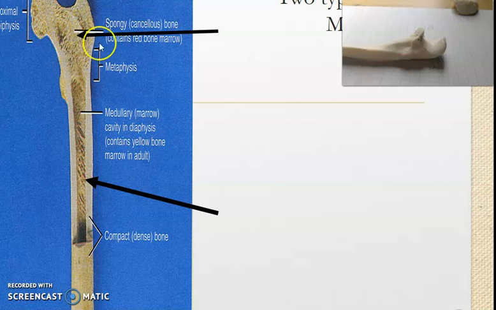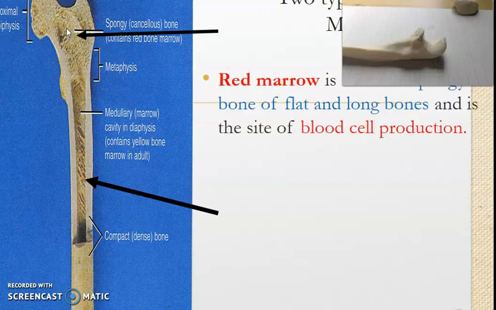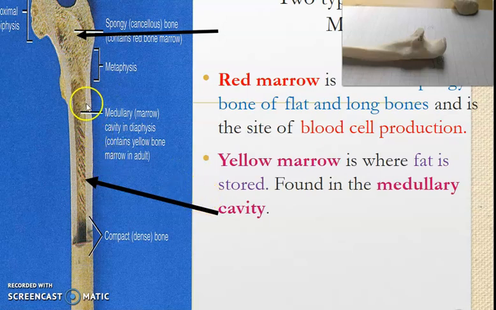So red marrow is going to be found in the spongy bone of the epiphysis. It is going to be blood cell production. In adults, this eventually becomes fat, but you still have it in your hips. You have it in your flat bones as well. Yellow marrow is in the medullary cavity, and it's mostly fat.